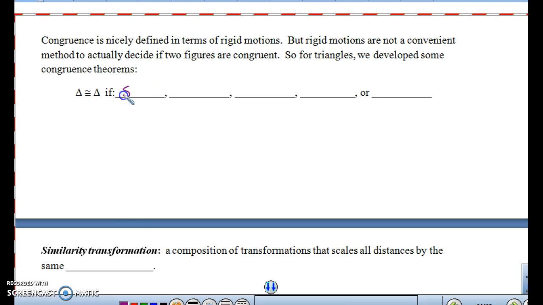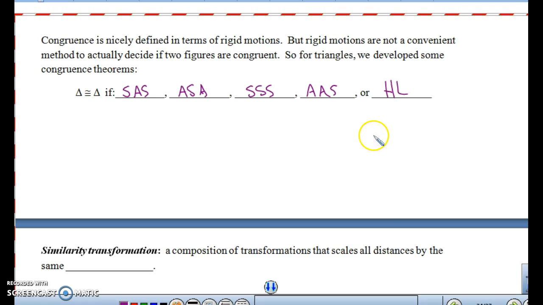We have side angle side, two sides and the angle between them; angle side angle, two angles and the side between them; side side side, all 3 sides congruent; angle angle side, 2 angles and another side not between them; and for right triangles, hypotenuse leg. So using these 5 basic congruence theorems, we can prove triangles congruent for certain.